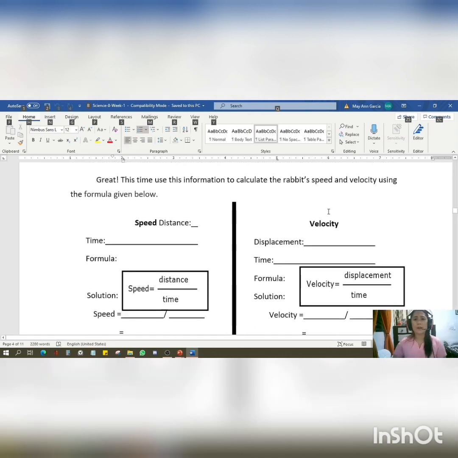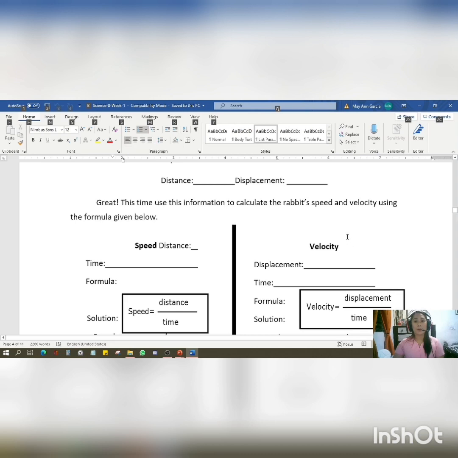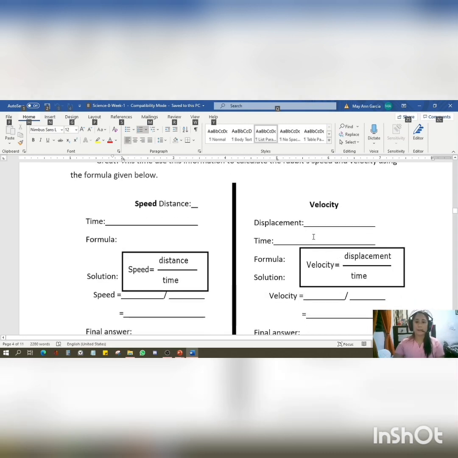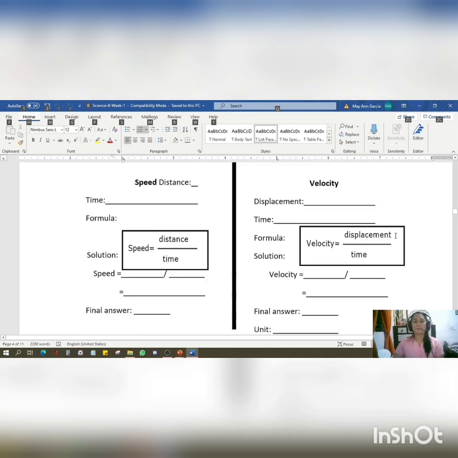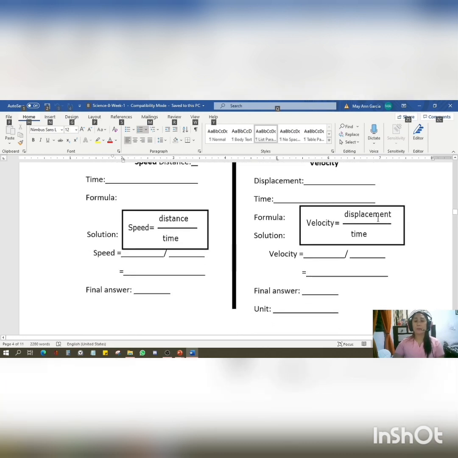What about in the velocity? So since the total number of displacement covered by the rabbit is 0, because there is no change in the direction, then the displacement here should be, yes, 0. And then the time traveled will be, correct, 10 seconds. So let us substitute the value. The displacement will be, okay, 0 and then divided by 10 seconds. So 0 divided by 10 is equivalent to, yes, 0. So the final answer will be 0.